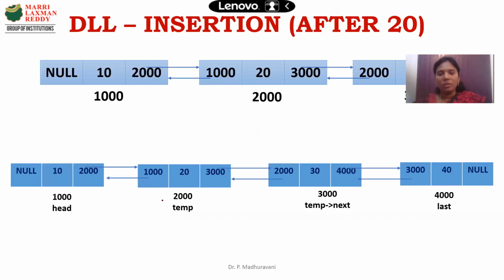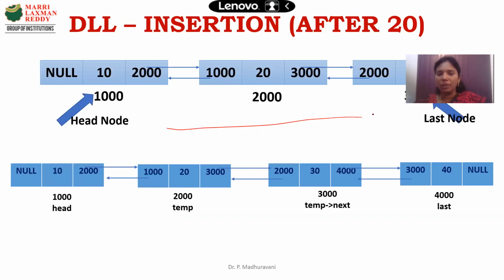Now coming to the insertion after a given element. Let's see the scenario. Again, take the example of a doubly linked list with 3 nodes. With the first node, as usual, we are referring to with head, and the last node with last. Now take an example of inserting a new node after 20. Here I am taking an example. I am trying to insert a new node after this 20.